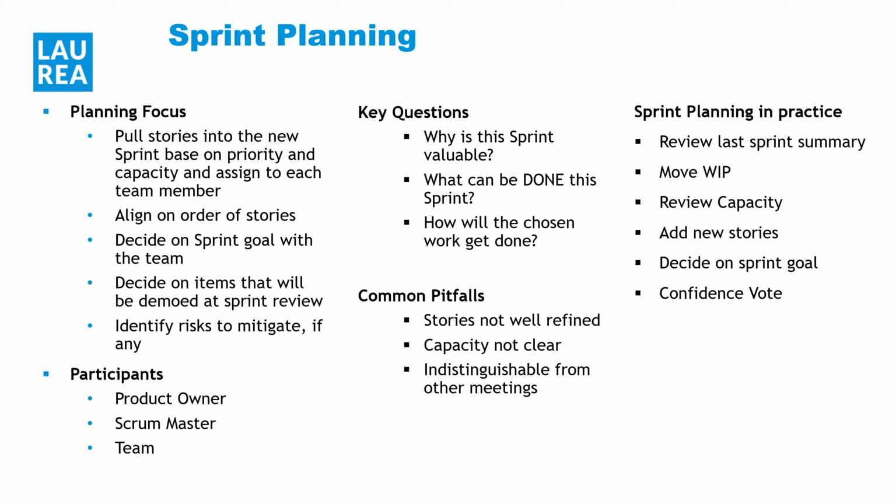Then the sprint planning. So the sprint planning, the main focus is to pull stories into the new sprint based on priority and capacity and assign to each team member. And then of course, align on order of stories, decide on priority, what needs to be done first. Decide on sprint goal with each team and decide on items that will be demoed at the end of sprint review. So during sprint review, team members can also demo what they have done for the product owner to accept. So awesome in that case.